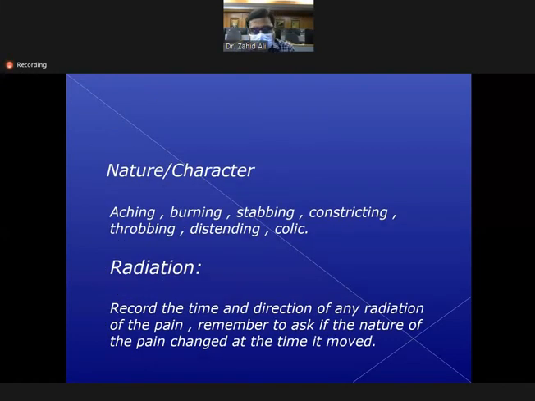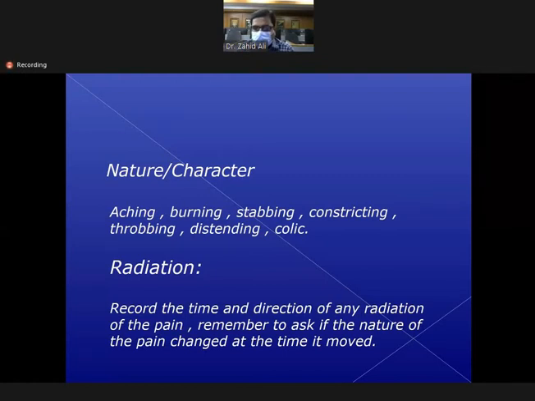Nature and character of the pain, whether this is aching, burning, stabbing, constricting type pain, throbbing pain, distending, colicky. Colicky is very important from the surgical point of view. It's just like a marrow-like pain, spasmodic pain. And this occurs if there is any pathology in the hollow viscera. That is very important. Then you would ask about radiation of the pain.